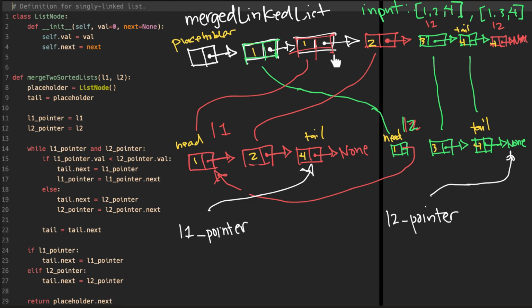And our merged linked list would be 1, 1, 2, 3, 4, 4. And as you can see, it's in ascending order. 1, 1, 2, 3, 4, 4. And that is my best effort at explaining how this merged two-sorted linked list algorithm is working.